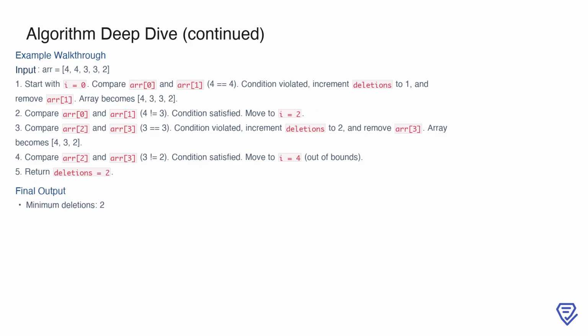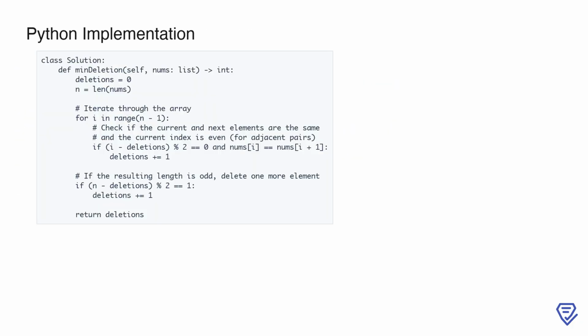Finally, comparing ARR[2] and ARR[3], we see that 3 is not equal to 2, so the condition is satisfied. At this point, I equals 4, which is out of bounds, so we stop. The total number of deletions is 2, which is returned as the result. This solution implements the algorithm to solve the problem of finding the minimum deletions required to make an array beautiful.